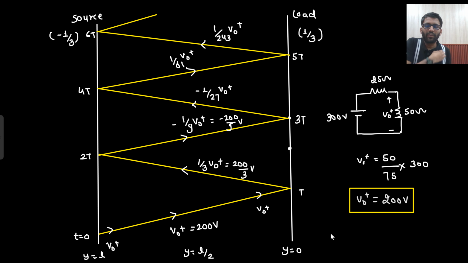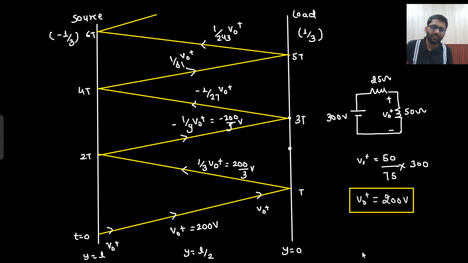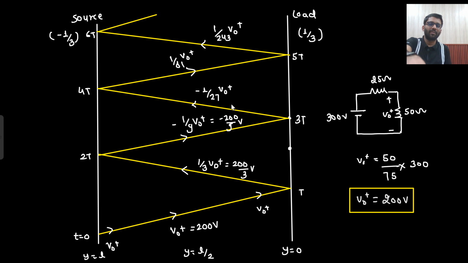Right. Now at 2t what are you having? Voltage at distance L at time 2t plus, you have 200 plus 200 by 3 minus 200 by 9. So 800 by 3 minus 200 by 9, that would be 244.44. All these three voltages we will be having at time 2t.